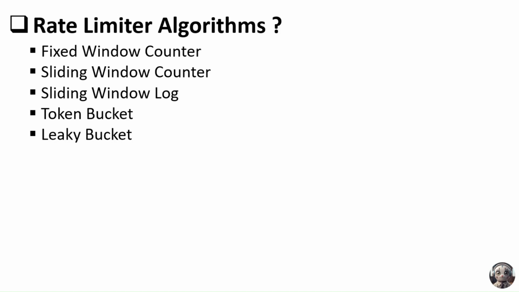Rate limiting ensures that resources are used efficiently, that the system remains stable, and that all users have fair access to services. These algorithms are used to implement some of the rate limiter strategies that we saw in the earlier part of the video. Let's look at the algorithms one by one.